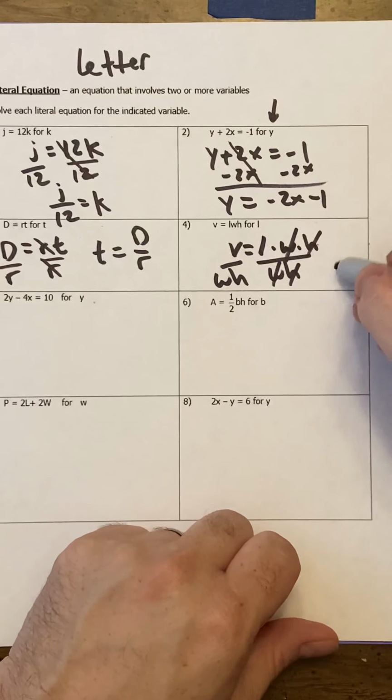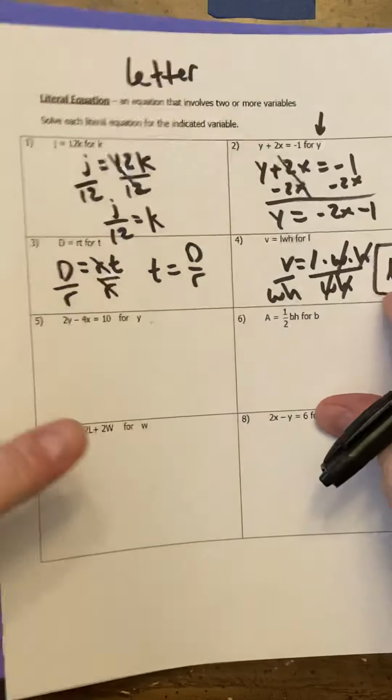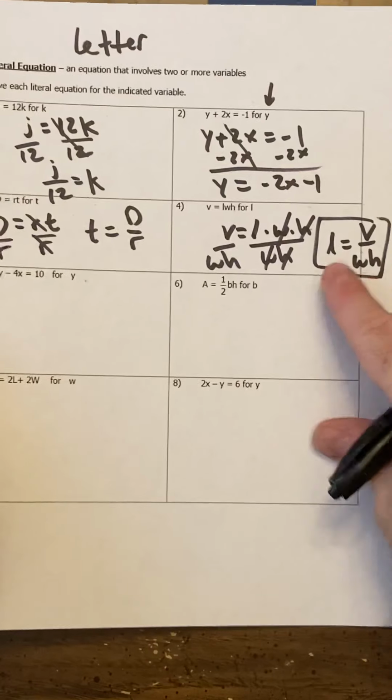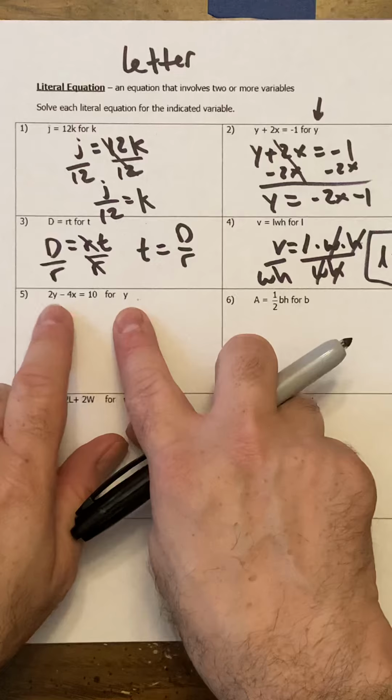And you're going to get L equals V divided by WH. Now, let's see something. Now you got L by itself. All right, let's try this one. We want to get Y by itself.